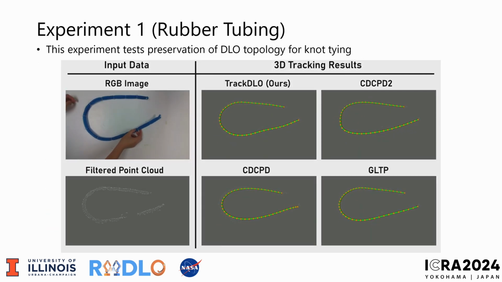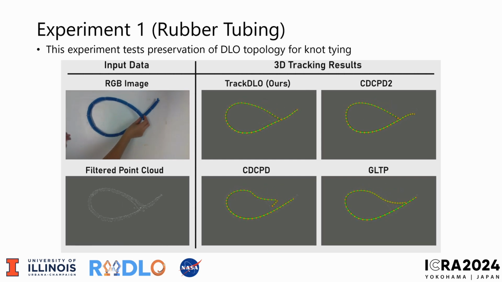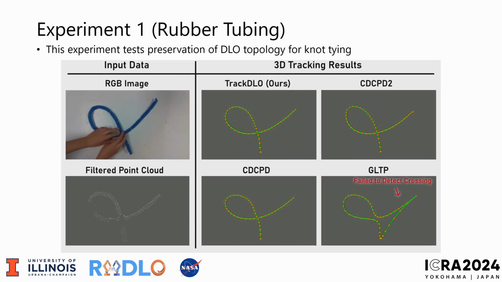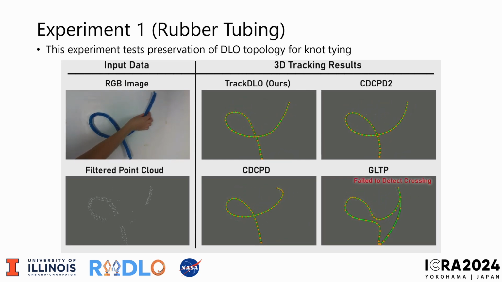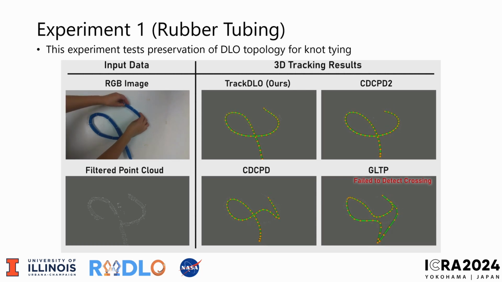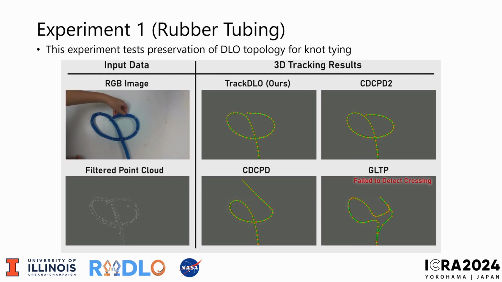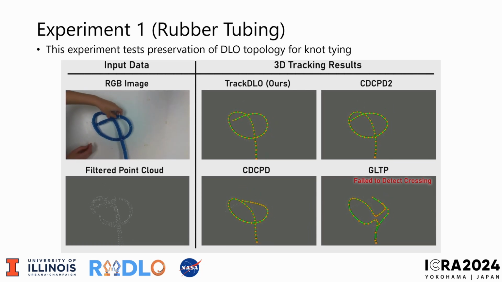In experiment 1, we test the preservation of object topology for knot tying. TrackDLO successfully tracks the object's complex topological shape, while the other algorithms fail to resolve self-crossing.